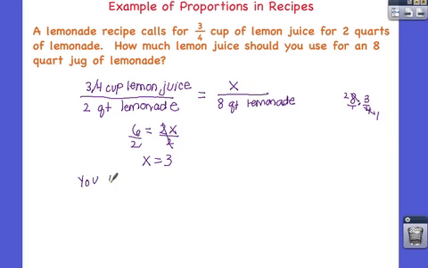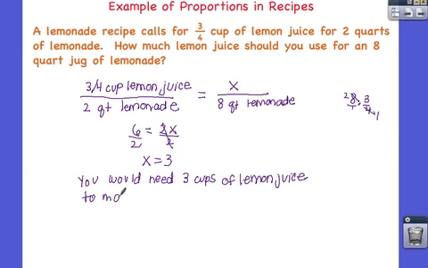So you would need 3 cups of lemon juice to make 8 quarts of lemonade.